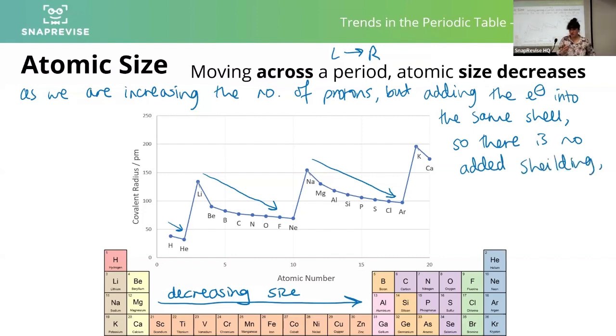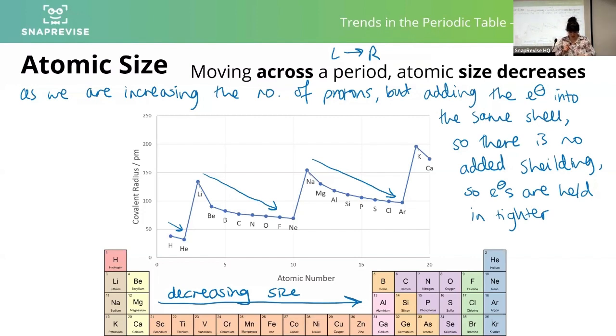If there's no added shielding, but we've added a proton, the electrons are pulled in tighter. Electrons are, I'm going to say, held in tighter, but you can also say there's a greater attraction between the protons and the outer electrons. Hence, the atom is smaller.